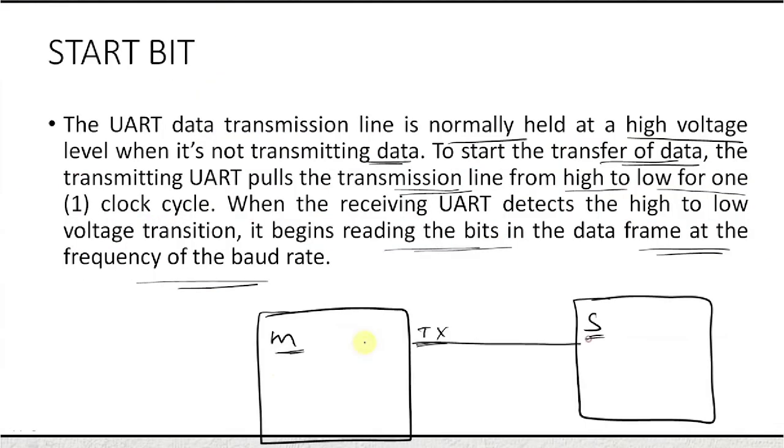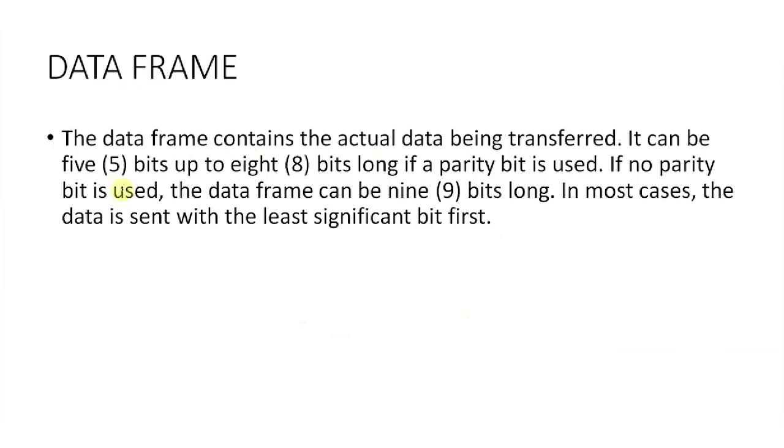Okay, and start bit. What is start bit? Your data transmission line is normally held at a high voltage. This is the same thing I explained. It will pull from high to low. And data frame, I told you, how much is it? This can be 5 to 9 bits. Okay, data frame is 5 to 9 bits.